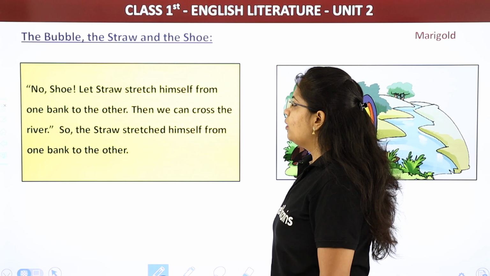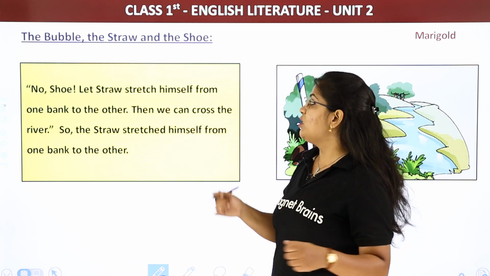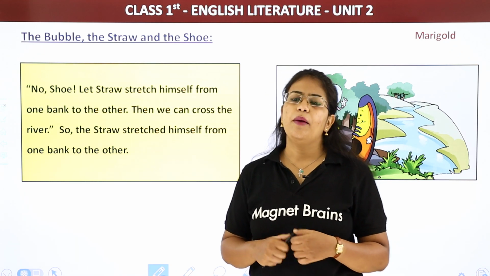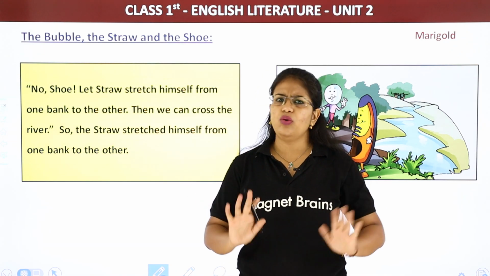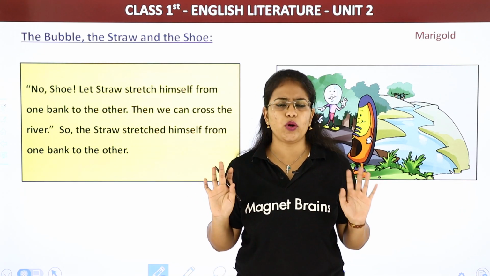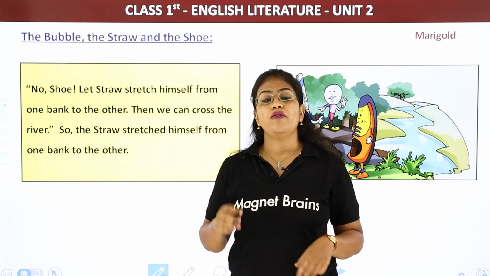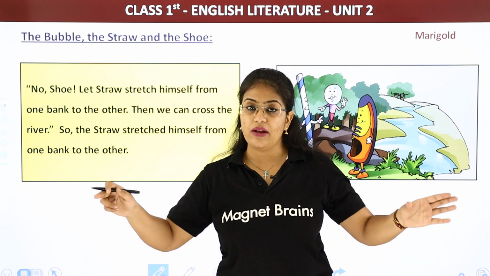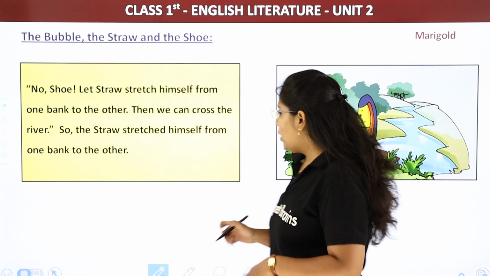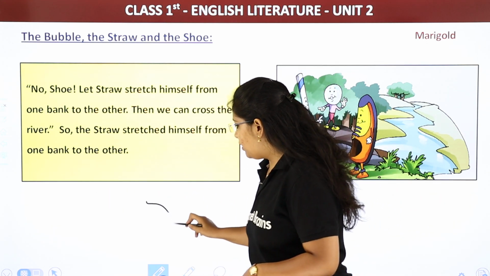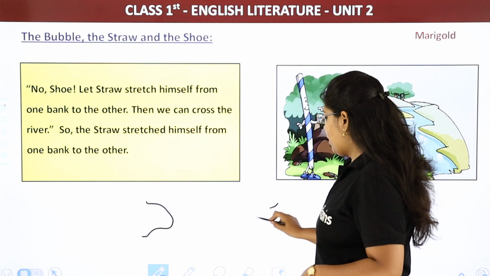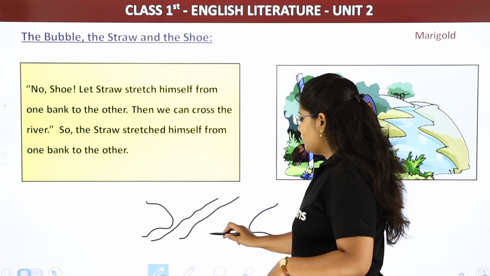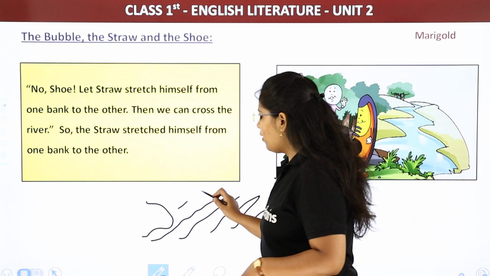No shoe, let straw stretch himself from one bank to the other. अब bubble क्या बोलता है? नहीं, no shoe, that's not possible. ये possible नहीं है. We'll do one thing. Let straw stretch himself over the bank. What is a bank? Now यहाँ पे land होता है, यहाँ पे land होता है, and here you have water, right? Here you have water.